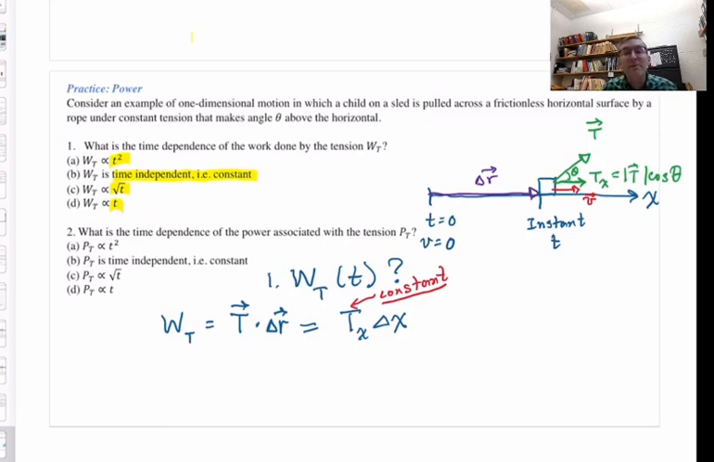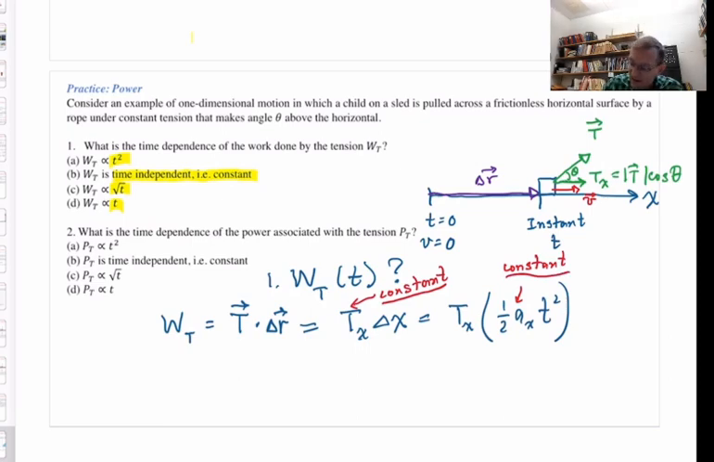But I know the formula for delta x. It's constant acceleration equation number 2. Delta x equals v initial x t plus 1/2 a sub x t squared. But v initial is 0, so it simplifies to 1/2 a sub x t squared, where a sub x is constant. I know that from Newton's second law.